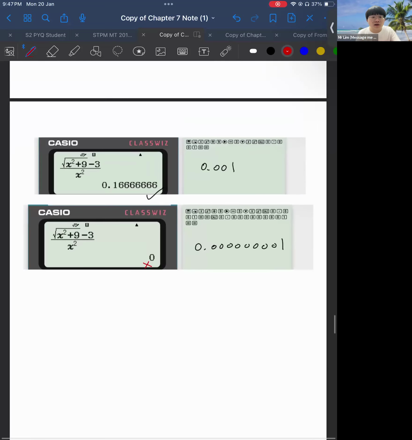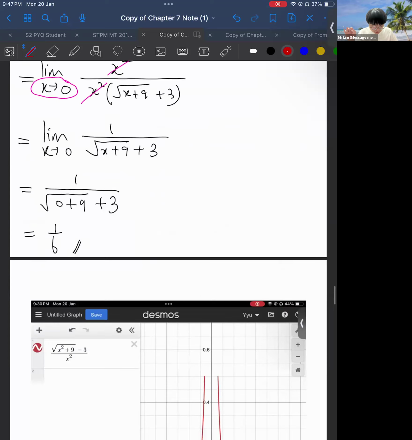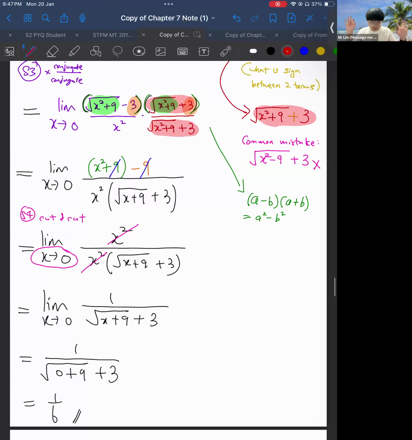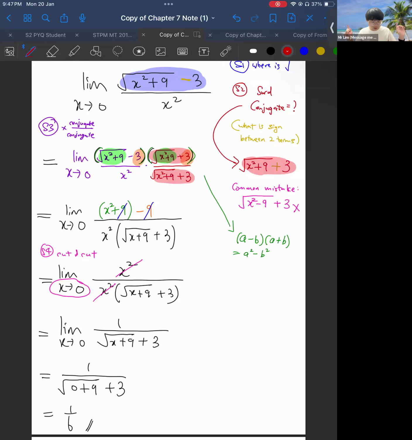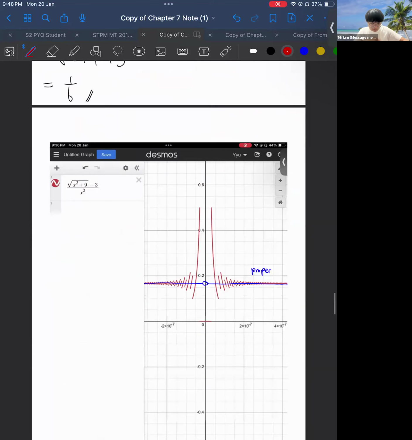Yes, sorry, I did it wrongly. Where is it? Is there anything I made a mistake? Can you tell me where is my mistake? I can't see. I copied it wrongly. Which one? Minus 3 plus 3, minus 9 plus 9, minus 9. Where is it?